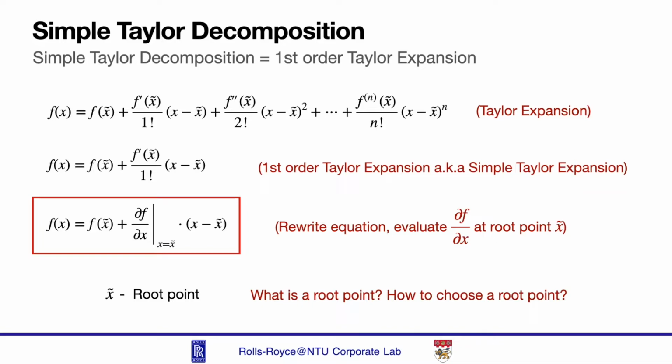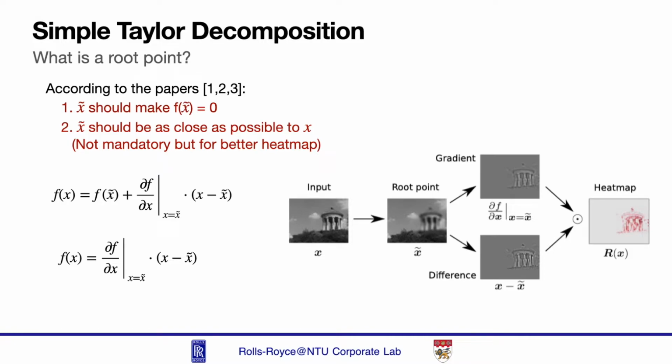So notice we have this partial derivative del f over del x evaluated at the root point x tilde. So in the previous slides and including this slide, you have been hearing about this x tilde, or the root point. Now the problem is, what exactly is this root point and how do we choose this root point? So according to the papers, sorry, I forgot to make the citations, but the root point should have two constraints.